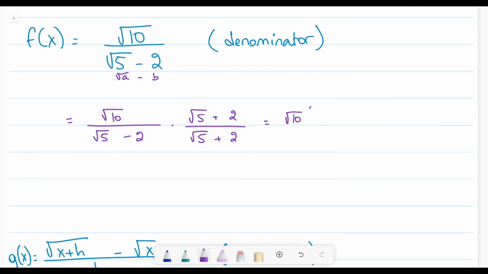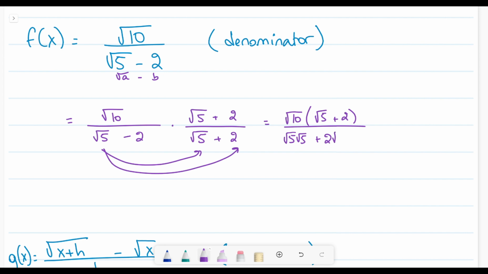Now with the numerator, we get square root of 10 times square root of 5 plus 2. In the denominator, I get square root of 5 times square root of 5 plus 2 square root of 5 minus 2 square root of 5 minus 4.